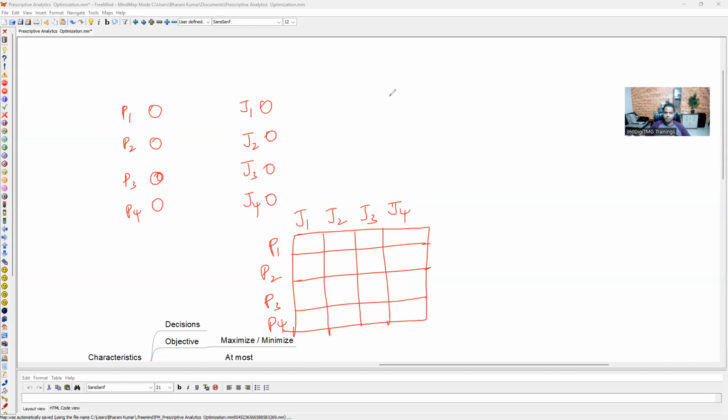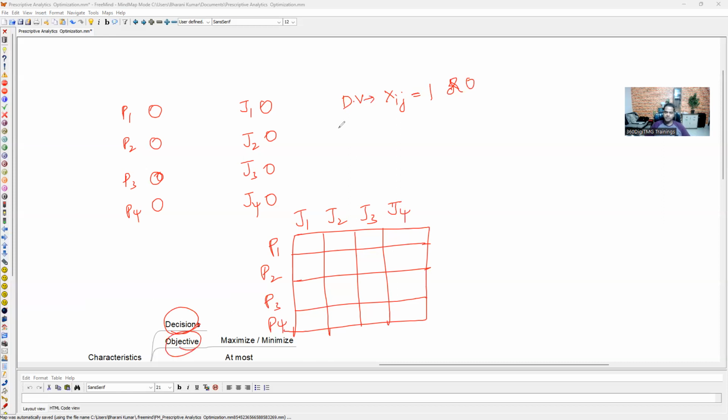Majorly here, your decision variable would always be whether you need to assign a job to a specific person or not. If you're going to assign a specific job to a specific person, it'll be one. If you do not want to assign, it'll be zero. Okay, this is your decision variable.